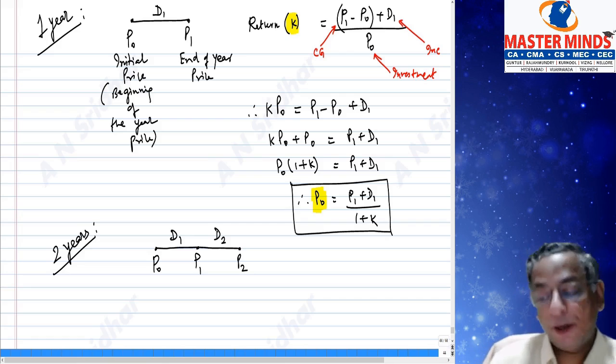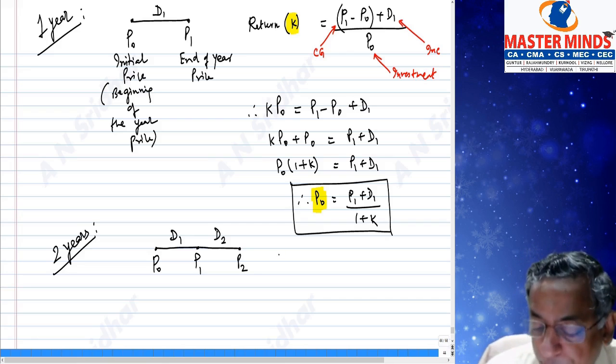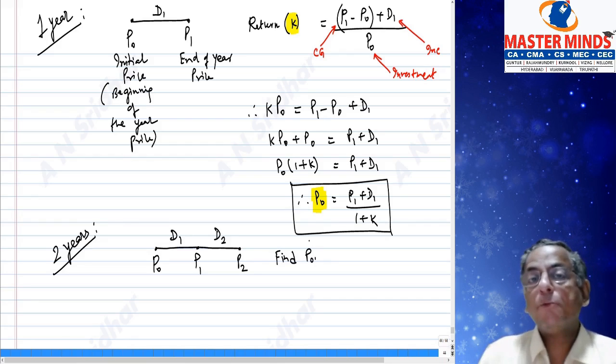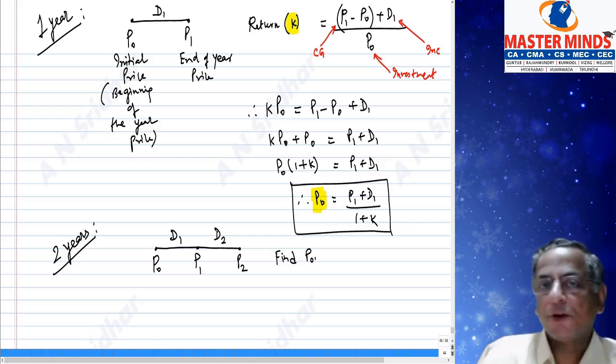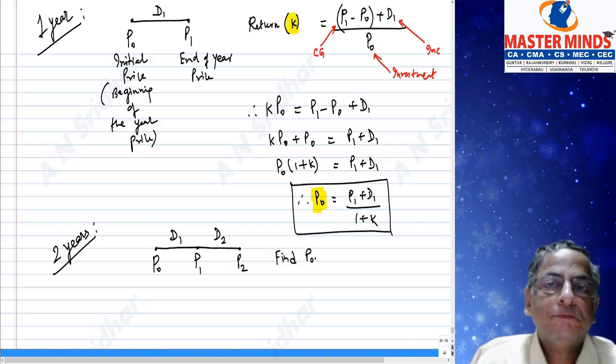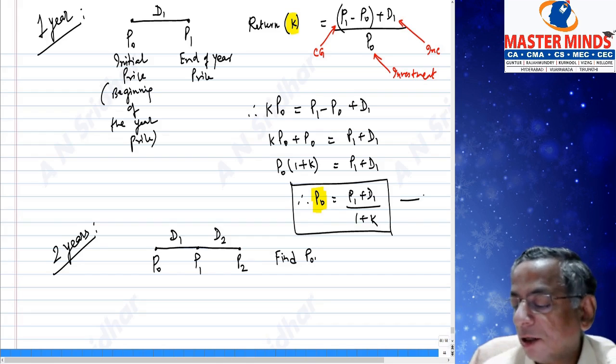Now I want to find P0. Our aim is to find P0. But I am going to make a 2 year investment. So let us call this equation A.